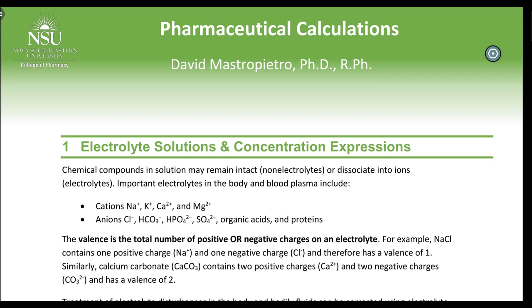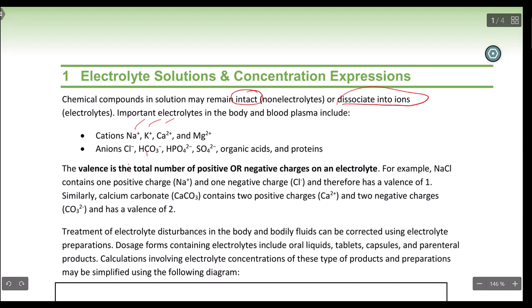So for something like glucose in the blood, it will remain intact. It won't dissociate into anything, but certain ions might dissociate. So in the body, we certainly have a lot of ions: potassium, sodium, calcium, magnesium, and we have anions as well. The thing that we need to worry about first for these calculations is the valence. And the valence here is the total number of positive or negative charges on an electrolyte. So total number of positive or total number of negative.